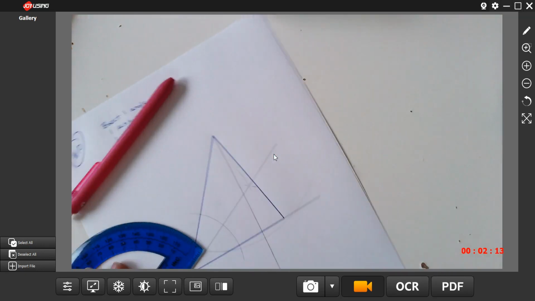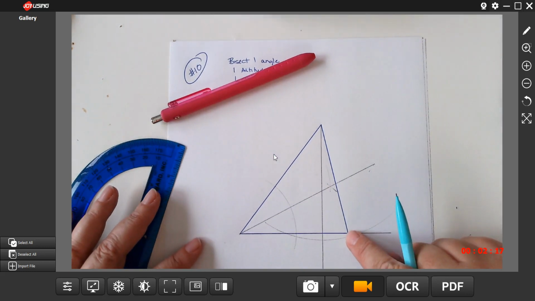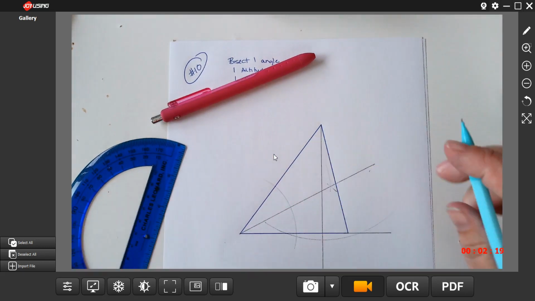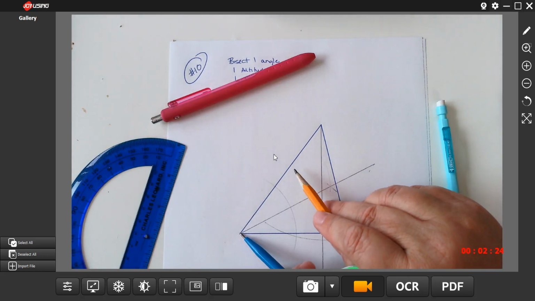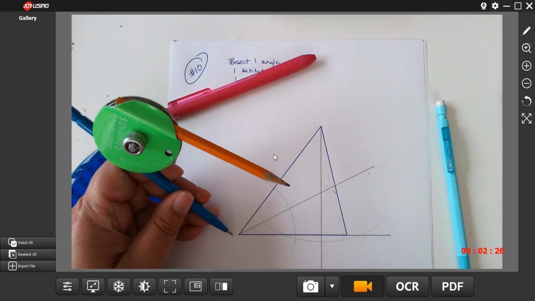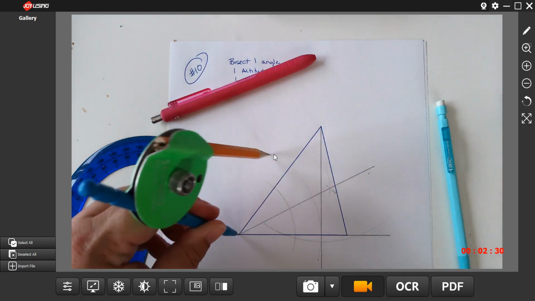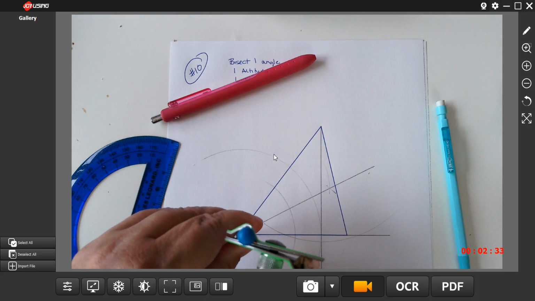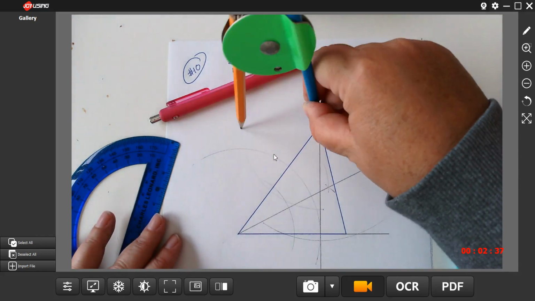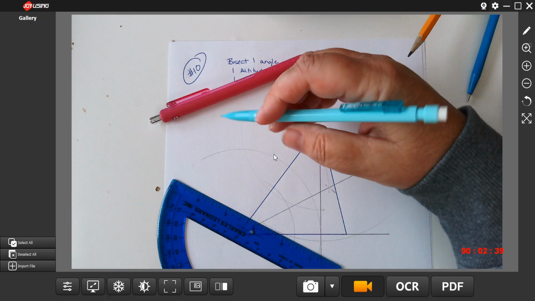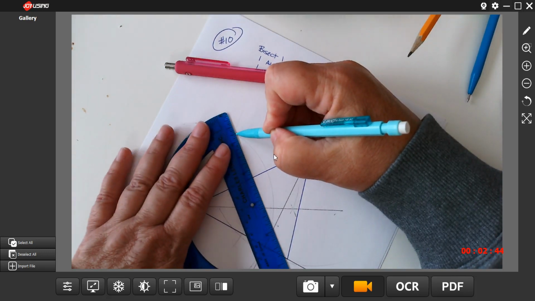Okay, then finally it wants a median. So a median is going to go from a vertex and meet the opposite side at the midpoint. Okay, so I need to find the midpoint first. So I need to open my compass more than halfway. I'm going to do the perpendicular bisector here. So I'm going to swing my big arc, go to the other end, swing my big arc. So I can use my points of intersection from there.